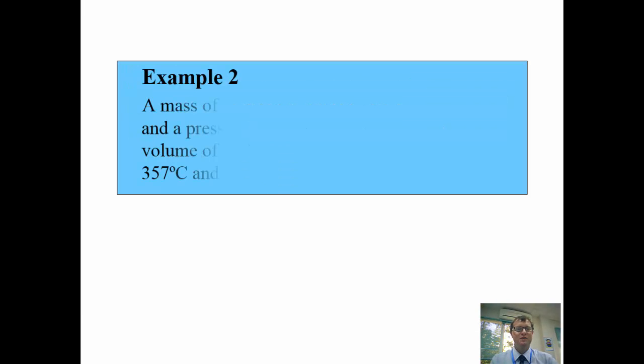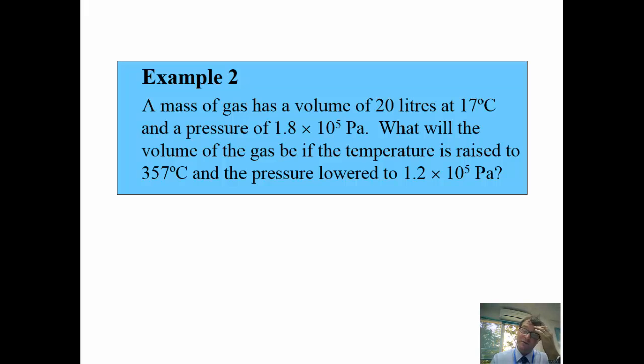Okay, another example. Example 2. A mass of gas has a volume of 20 litres at 17 degrees Celsius and a pressure of 1.8 times 10 to the 5 pascals. What will the volume of the gas be if the temperature is raised to 357 degrees centigrade and the pressure is lowered to 1.2 times 10 to the 5 pascals? Again, pause, take a moment to try and do this calculation. Remember, think about temperature in Kelvin. That's my one big hint.